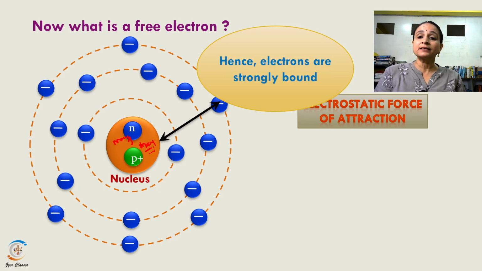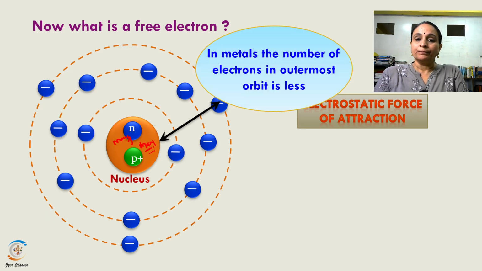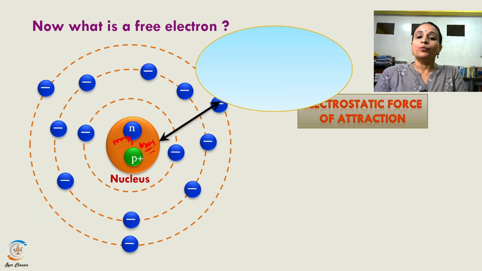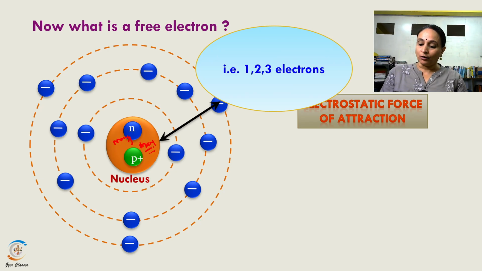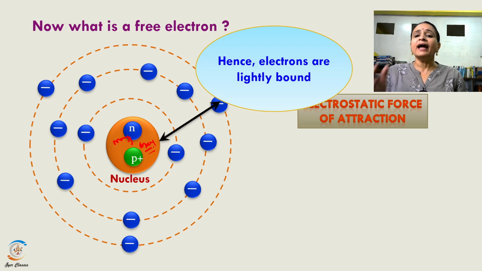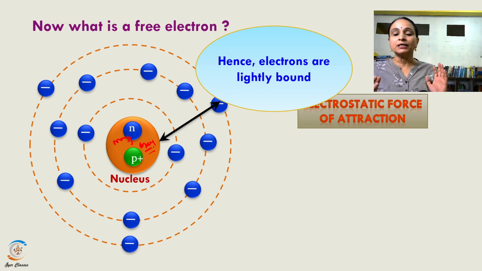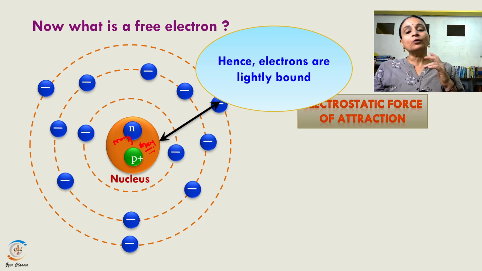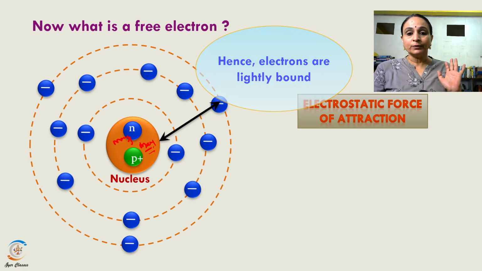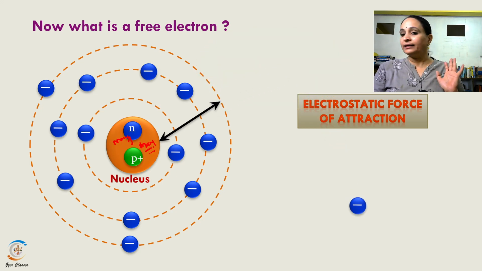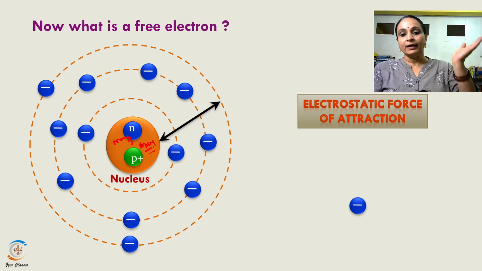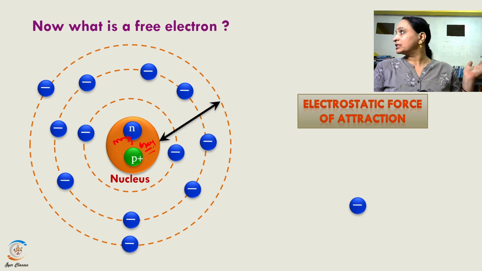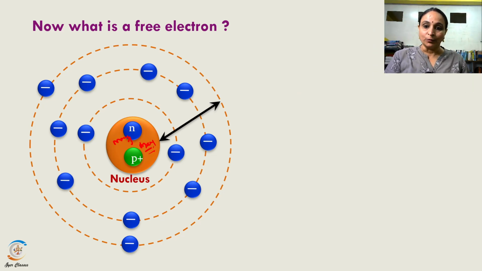But in the cases of the metals, you generally have got 1, 2 or 3 electrons in the outermost orbit. So they are less bound to the nucleus. The force of attraction in the cases of the metal to the free electrons in the outermost orbit is very light. So what you can do, these electrons are easily pulled out by means of any force which is there. So it can be easily removed, right?